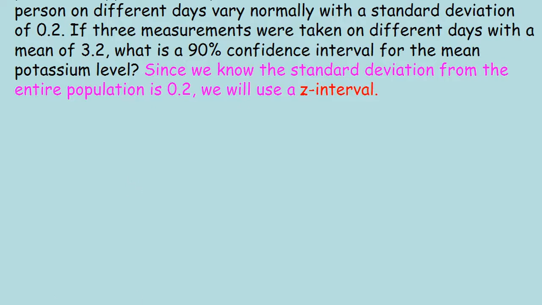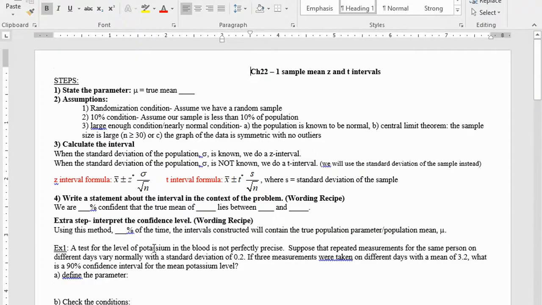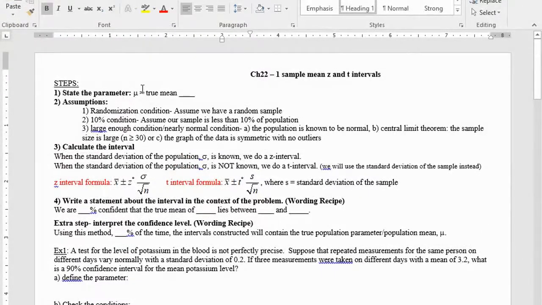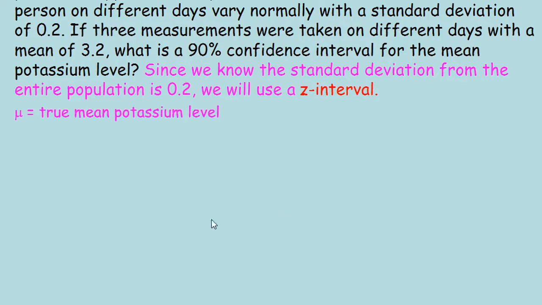Step 1, define the parameter. Go ahead and practice defining the parameter. Make sure you use mu instead of p. Mu equals. You would see this as multiple choice on your next test or quiz. So I started with mu equals the true mean potassium level of a person. So mu equals true mean potassium level. Write it down or type it up in your notes.